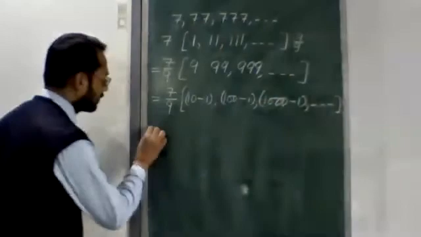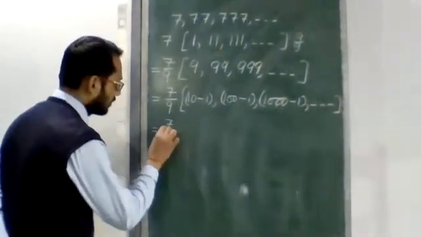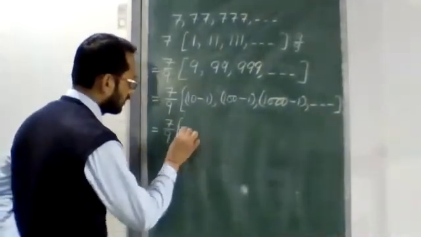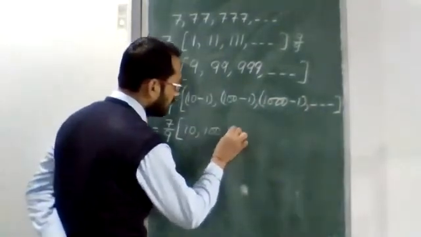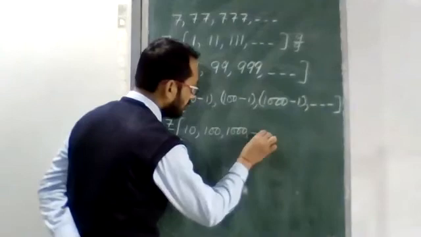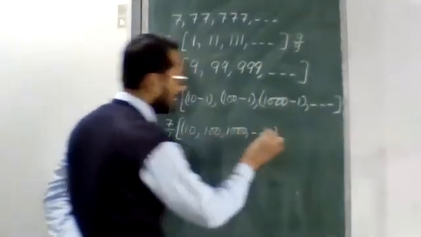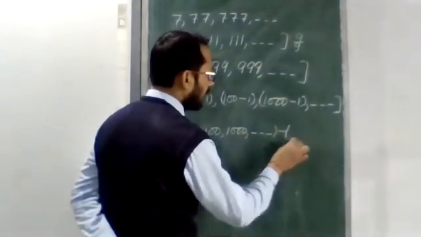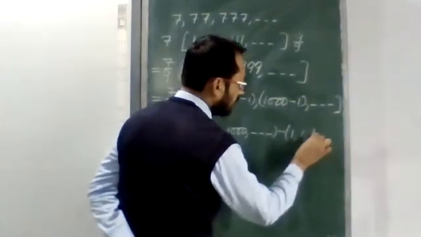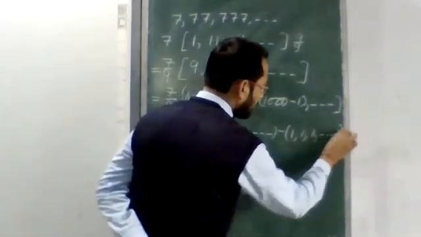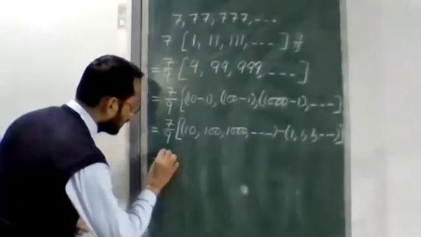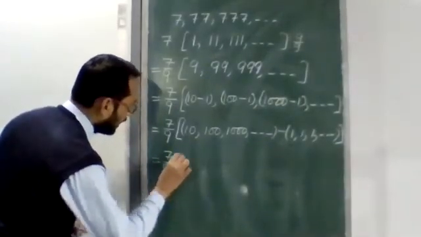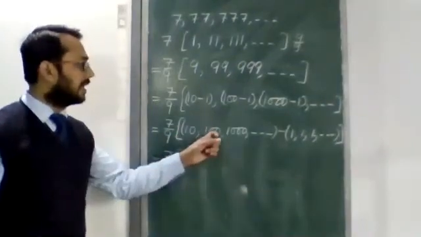Now further, 10, 100, 1000, and another thing will be 1, 1, 1, and so on. Now let us see, this becomes 7 upon 9.